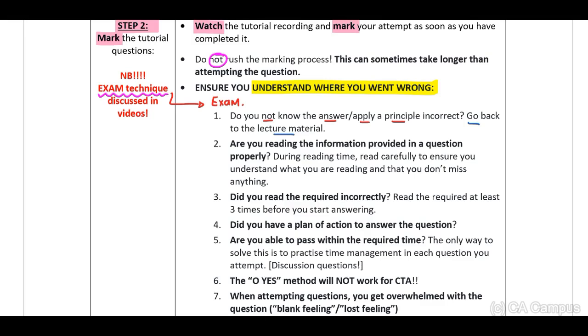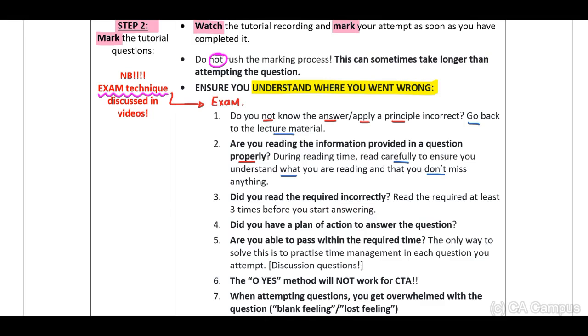Number 2, are you reading the information provided in a question properly? When you read during a question, it is crucial that you read carefully to ensure that you understand what you are reading and that you don't miss anything. Now, I've received quite a lot of queries in the past where students indicate to me that they start to read through a question, but they feel completely lost. If you feel completely lost, you need to go back to your lecture notes. You need to go back to your rules. When you read through a paragraph, you should be able to understand what you are reading.